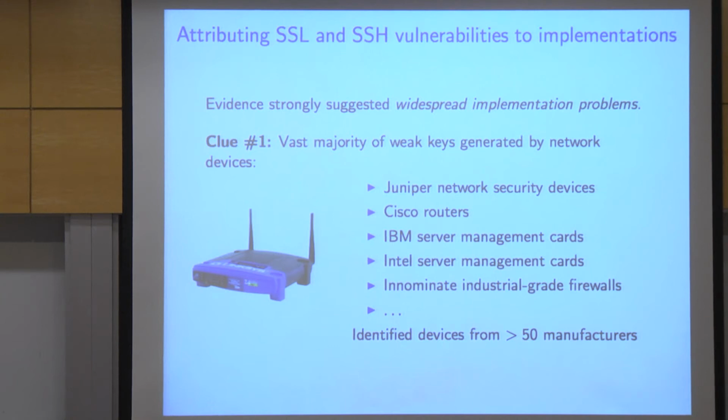So Juniper network security devices, Cisco routers, server management cards from basically every single manufacturer who has ever made one of these things, some industrial grade firewalls, printers, projectors. The list goes on and on. Every single kind of headless embedded network device that you could imagine, we saw some example of it out there serving factorable keys.